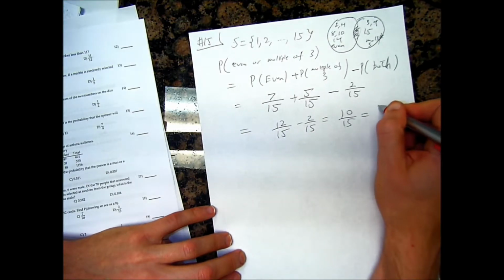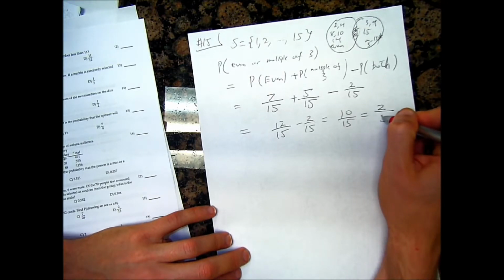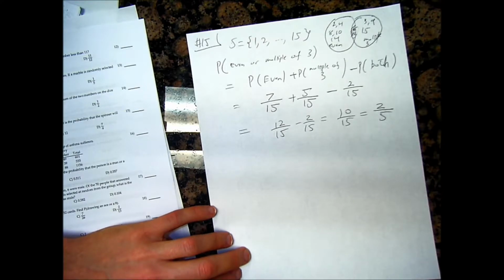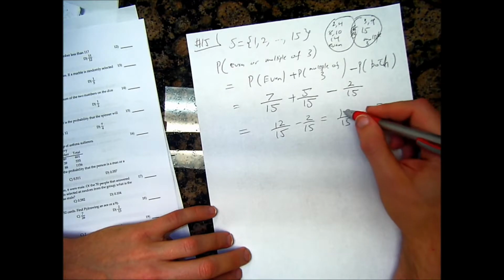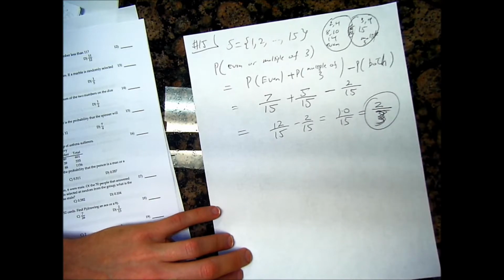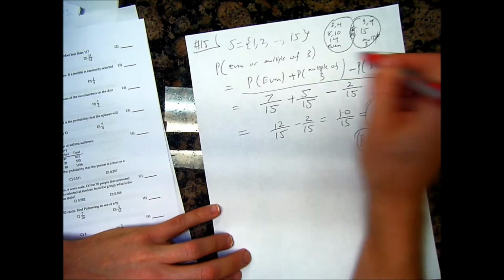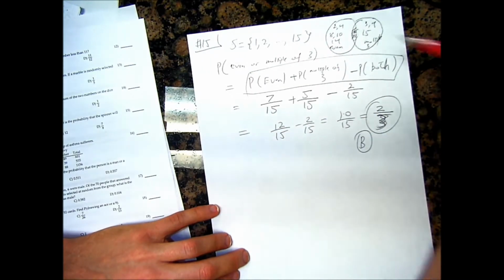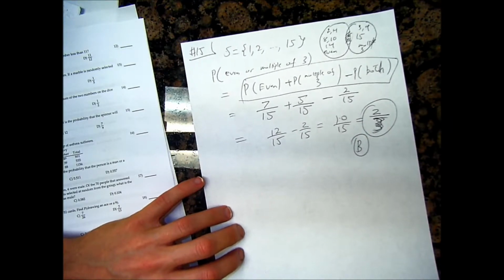which is 10 divided by 5, is 2 out of 3. Okay. So it's B. But this is important to just think through the problem and make sure I'm not double counting some of my events, I guess.